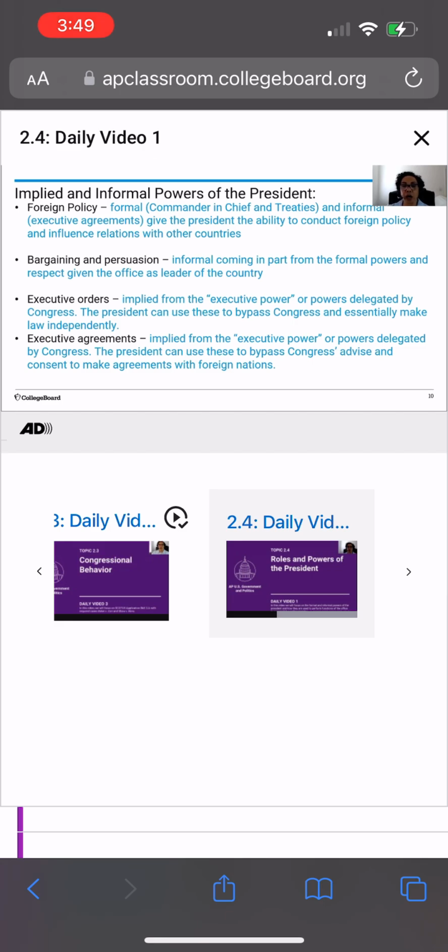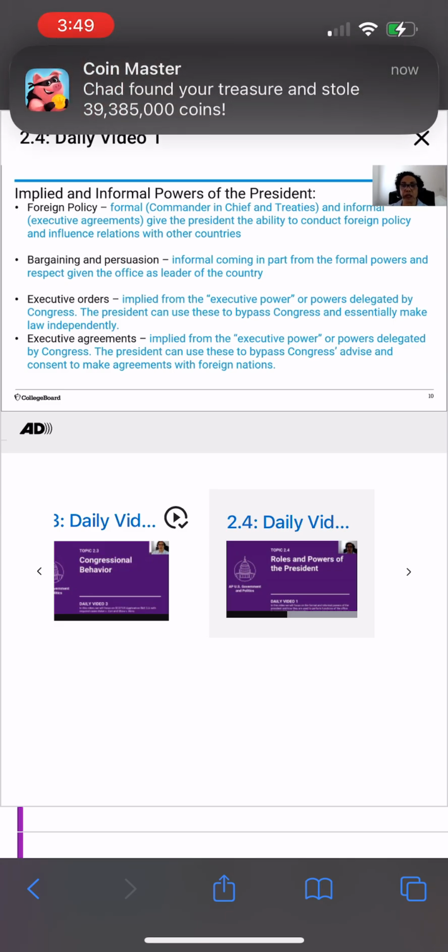Executive orders, these are like laws that the president can put into place and really bypass Congress. Don't have to get them to do anything, and the presidents will use these and are increasingly using executive orders. Executive agreements are treaties. So the ability then to bypass the Senate and use executive power, which is implied, and making those executive agreements.